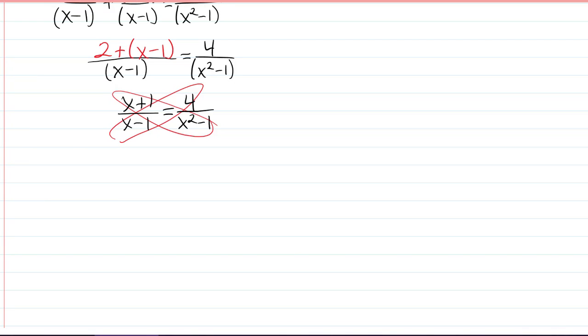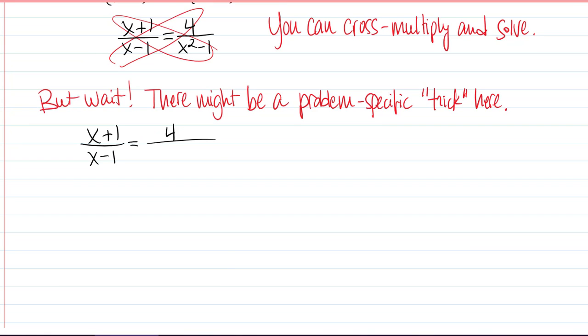From here, you should be able to solve this yourself. However, I am going to make a note of something. Well, hang on. Sorry, I'm going to write down that you can cross multiply. Alright, so I've got that in, but I want you guys to notice something very specific about this problem. This isn't always going to happen.